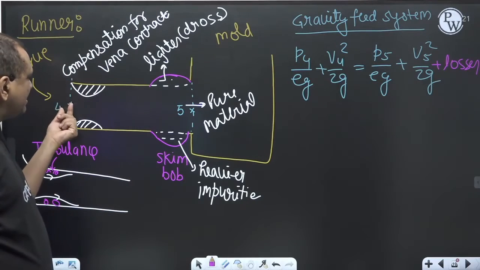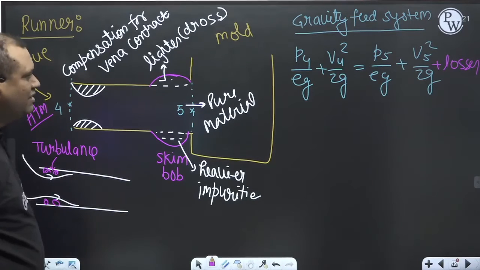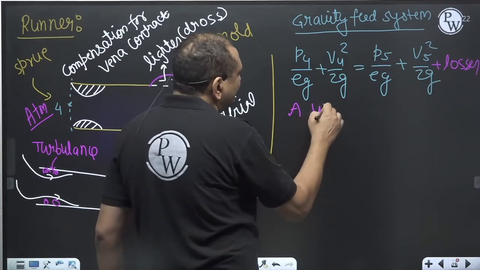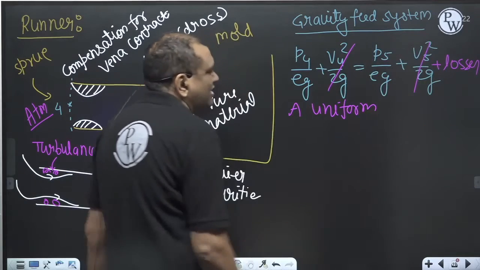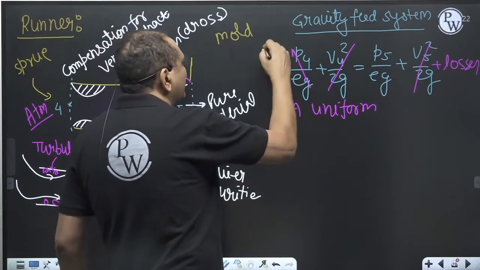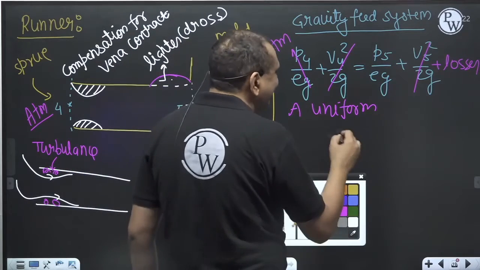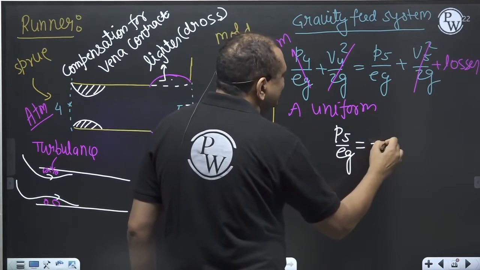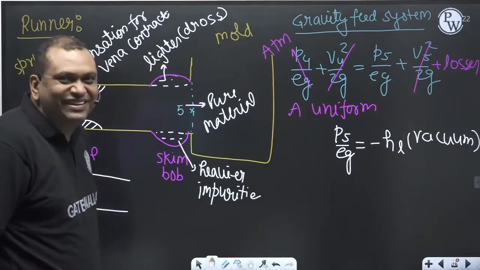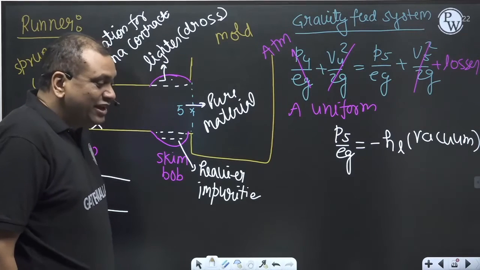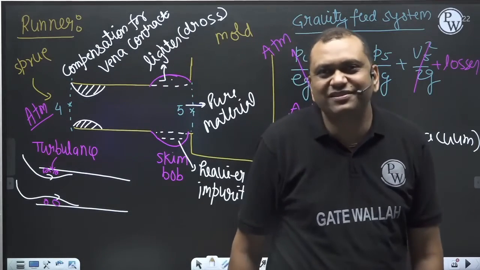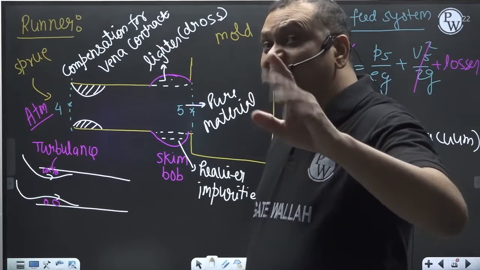With a tapered sprue, this pressure is atmospheric pressure. And if the cross-section area is uniform, we will cancel out. This is the atmospheric pressure. So what is the conclusion? P5 by rho g is negative. It's a vacuum again here. If vacuum happens here, the atmospheric gases will percolate in and produce blowholes and gas holes. Vacuum should not appear anywhere in the gating system.